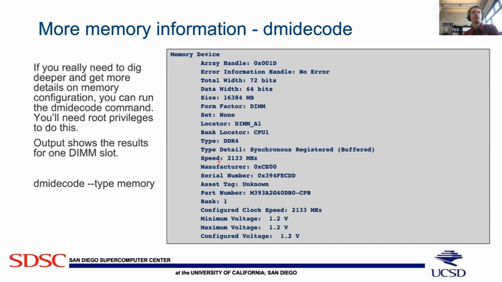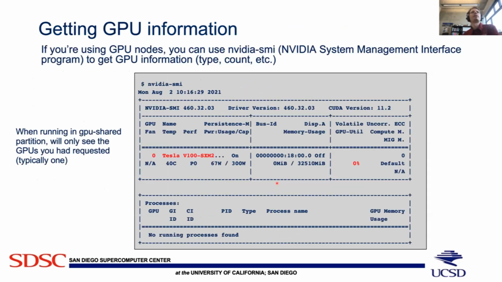There is also dmidecode, a command you can use if you really need to dig deeper and get more details on memory configuration. But you'll need root privileges to do this. So you won't be able to do that on Expanse, but maybe on some other type of computer that you have access to. There's much more information about the memory banks and the speed of the memory. It's DDR4 memory running at a clock of 2.1 gigahertz. You get serial numbers. If you have memory corruption, you could figure out which of your DIMMs, for instance, is broken and in which sockets it's sitting, and so on. A lot of information that you can access if you want to.